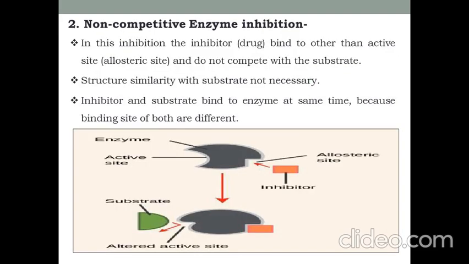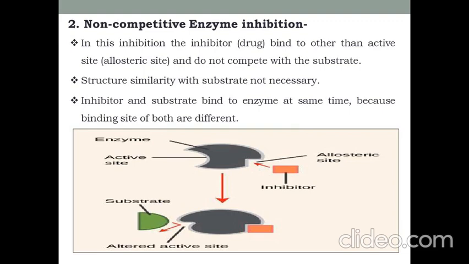Now, non-competitive enzyme inhibition. In this inhibition, the inhibitor drug binds other than the active site and does not compete with the substrate. Means जो inhibitor drug है वो active site के अलावा second site पर bind होगी, that is known as allosteric site. And the structure similarity between the inhibitor and substrate is not necessary.